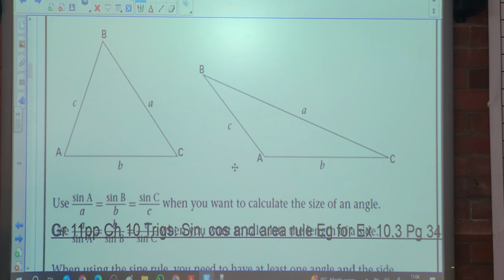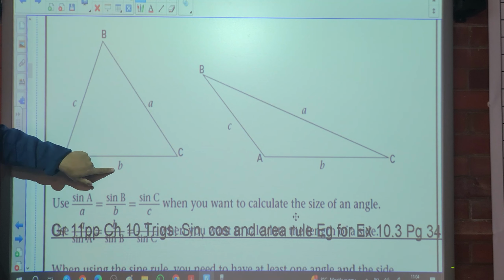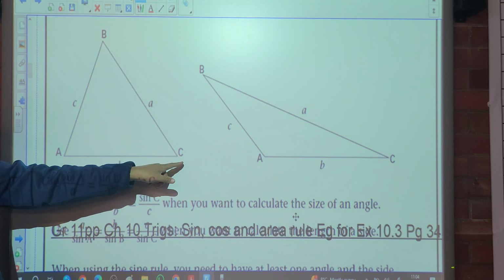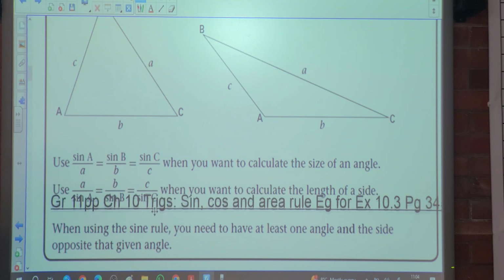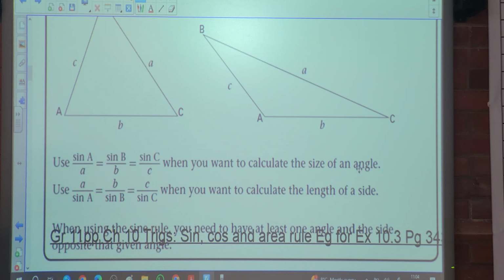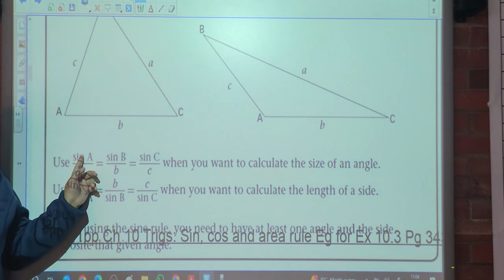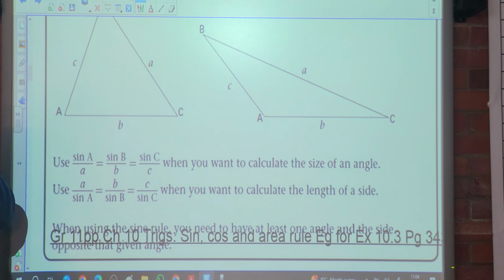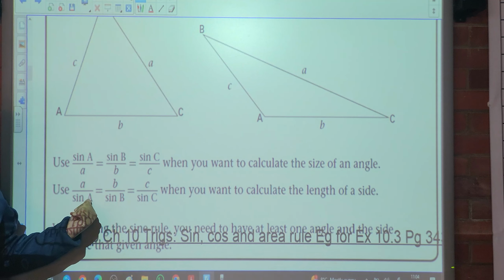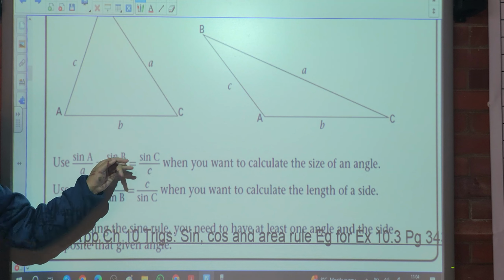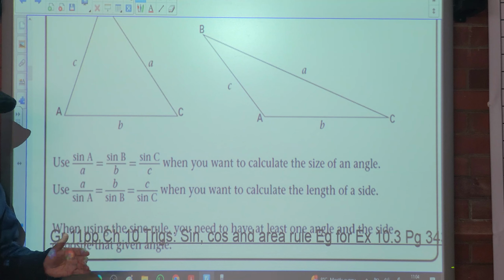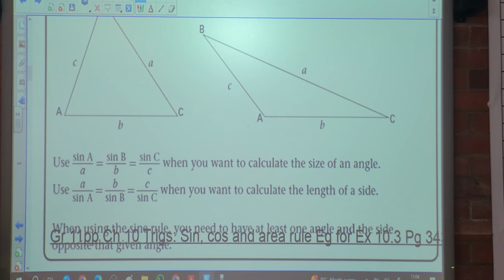So here, we're given triangle ABC, and as you can see, opposite vertex B is lowercase b, lowercase c is opposite vertex C, and so on. In using sine of A over A, when you want to calculate the size of an angle, we normally go with that one. But when you want to calculate the length of a side, we normally go with this one. But what did I say earlier on? You will see me interchange. I would use this one all the time. Why? Because I've been strong enough to do manipulation of formula.